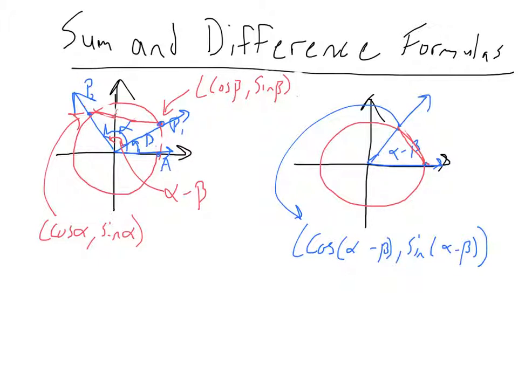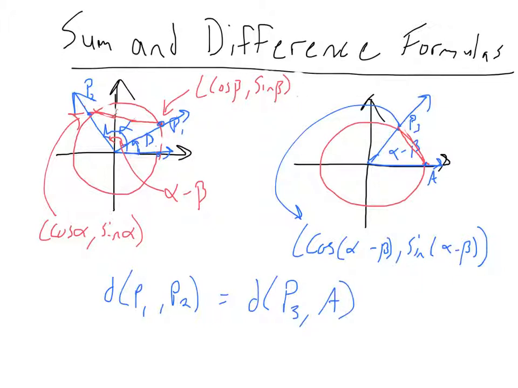This point here will be A. Actually, we don't need to name this one. This one over here will be A, and this one we're going to call P3. So we can make a very simple statement that the distance from P1 to P2 has to be the same as the distance from P3 to A, right? Because those chords have to have the same length, so the distance between those points is going to be the same, right? Because the chords are congruent.